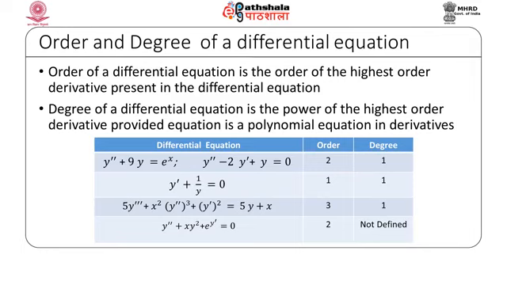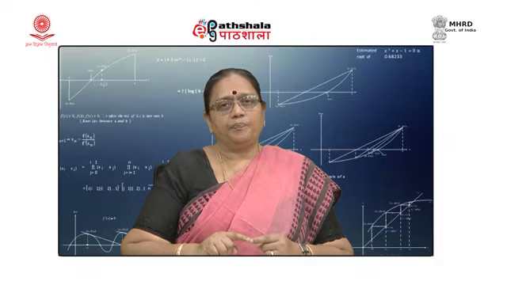In the third row, we have 5y triple dash plus x square (y double dash) cube plus (y dash) square is 5y plus x. Here the highest order derivative is the third order, y triple dash. So, the order of this third differential equation is 3. And lastly, the fourth row, y double dash plus x y square plus e raised to y square is 0. A second order derivative is present. So, the order of this equation is 2.